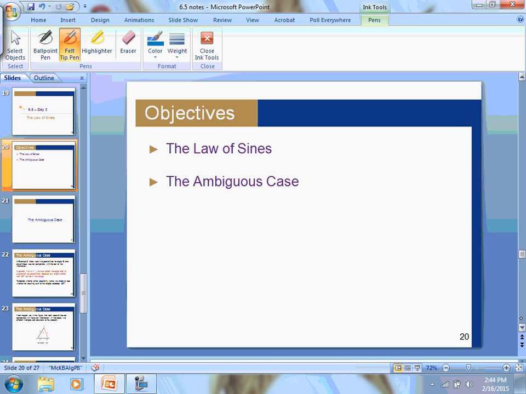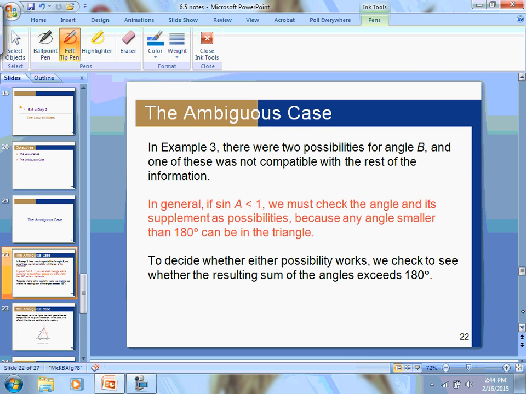In the previous section of notes, we reviewed the basics of the law of sines, and we started talking about the ambiguous case. So we're going to talk about the other two parts of the ambiguous case today. Remember, there's three possibilities when you're dealing with the ambiguous case. You could get no triangle, one triangle, or two triangles. In the previous section of notes, 6.5 day 1, we talked about when you get one triangle. So today we're going to talk about what happens when you get two triangles or no triangle.